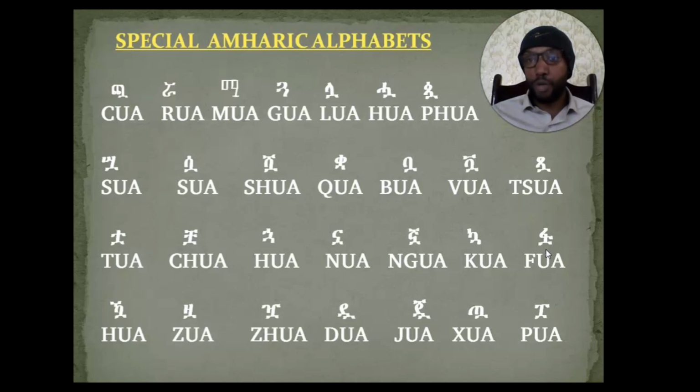We have said that there are 34 basic Amharic alphabets. So there is an alphabet called Fa. So this Fwa comes from the basic Amharic alphabet called Fa. And this one is Hua. Previously, there is also Hua. This one is also Hua. Both of them are Hua.